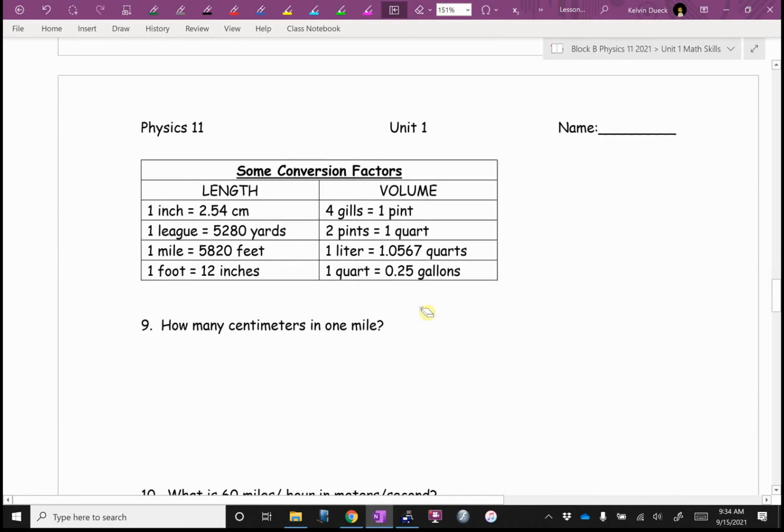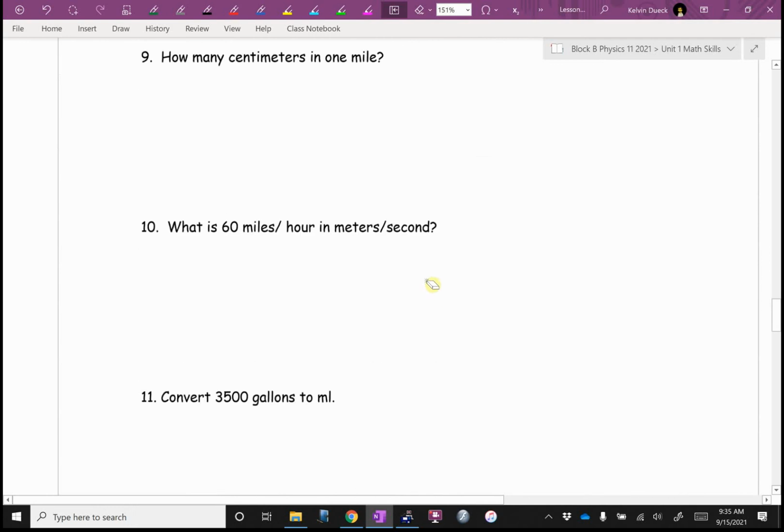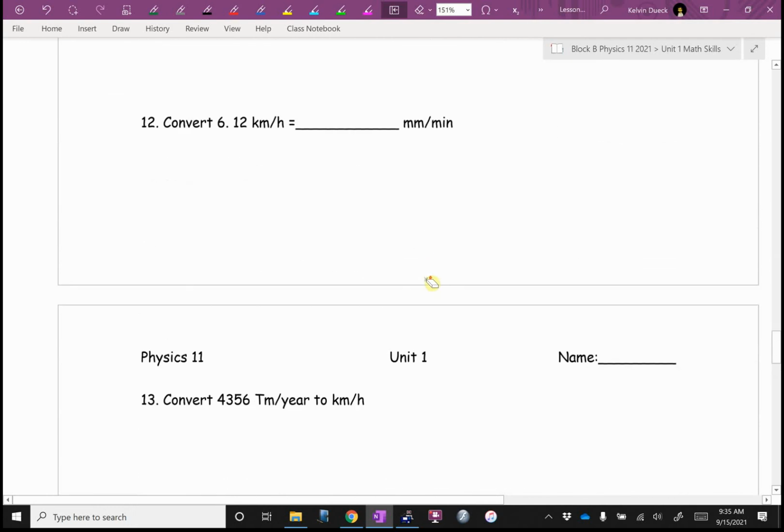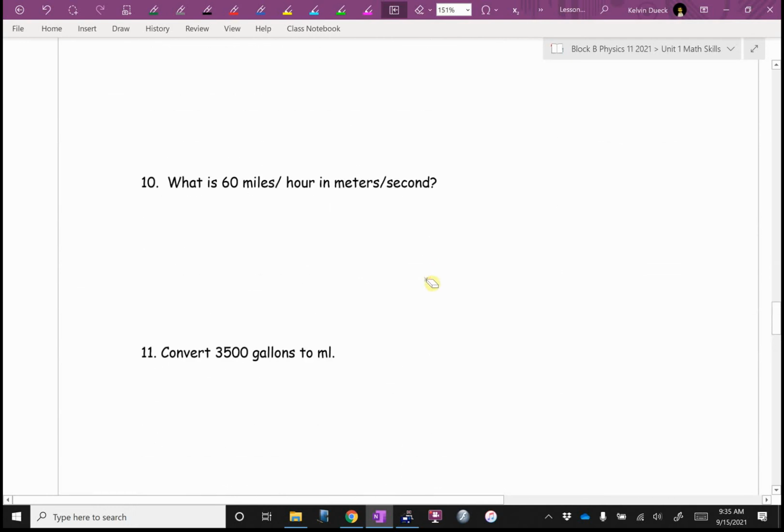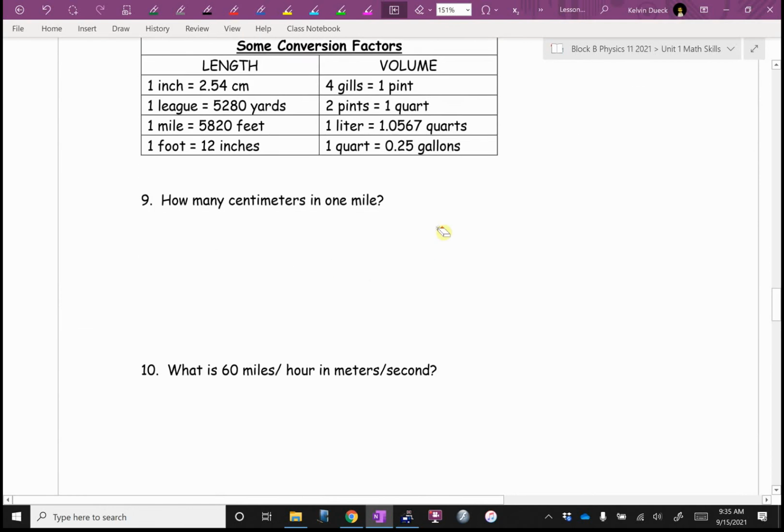If we have a table of conversion factors, I'm going to finish the lesson. Mr. Dewick? We're going to get close. This class ends when? Okay, let's do this.